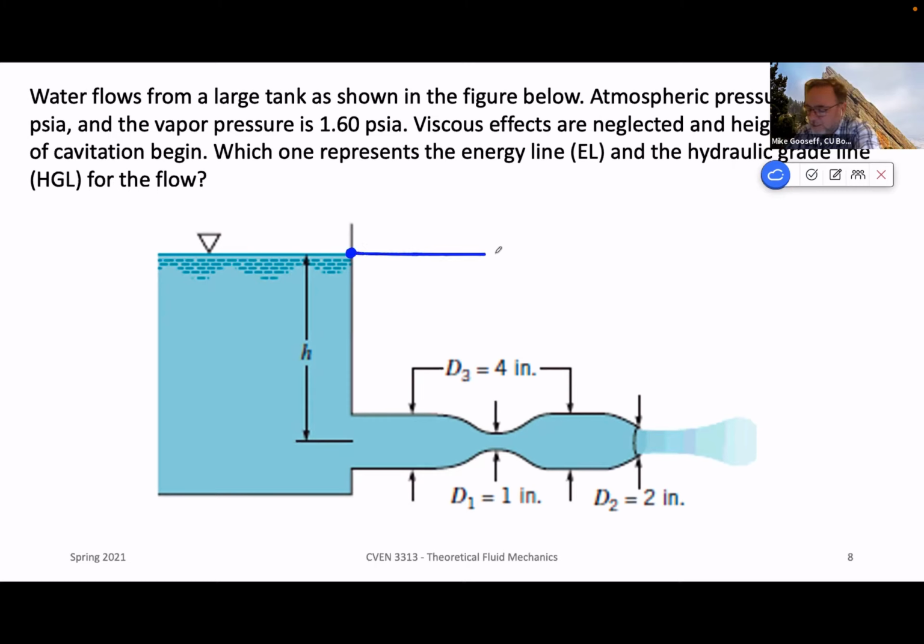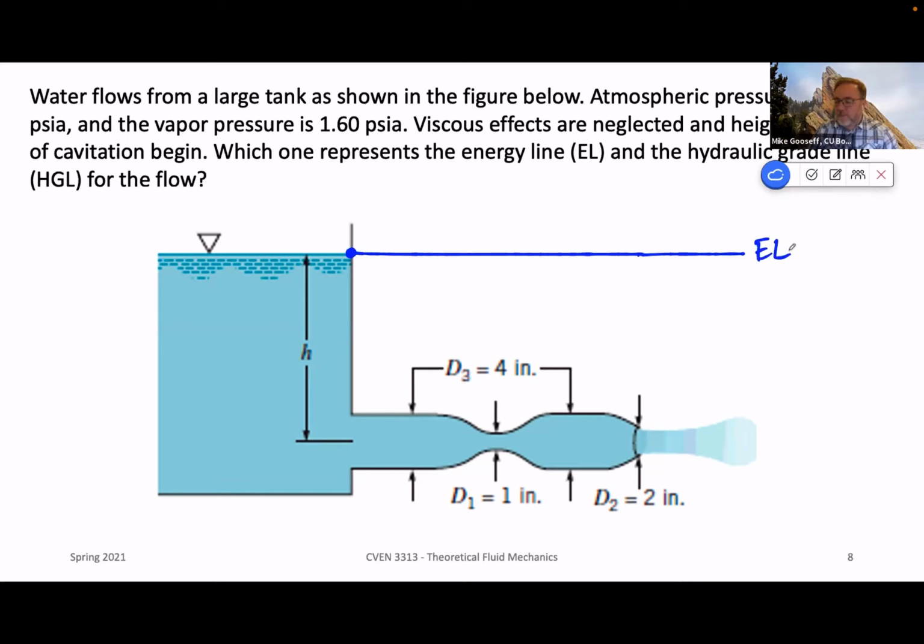And essentially, this is our energy line. I guess I could take it a little bit further through that free jet to get us a little further out there. But our energy line is going to be horizontal, and it will be the sum of our energy all the way across this system.